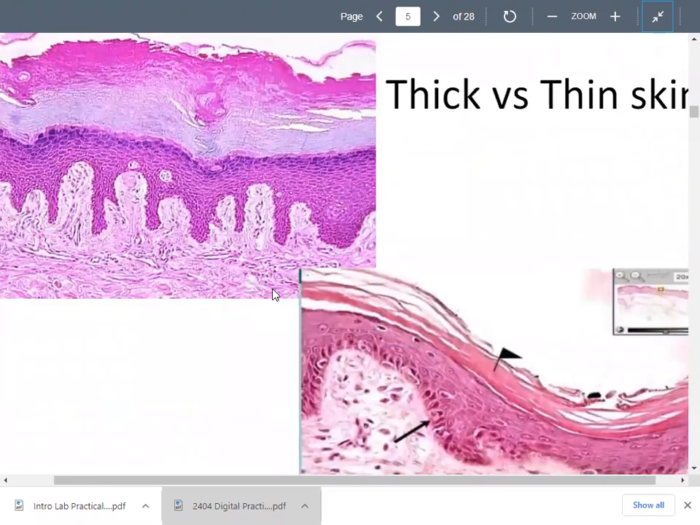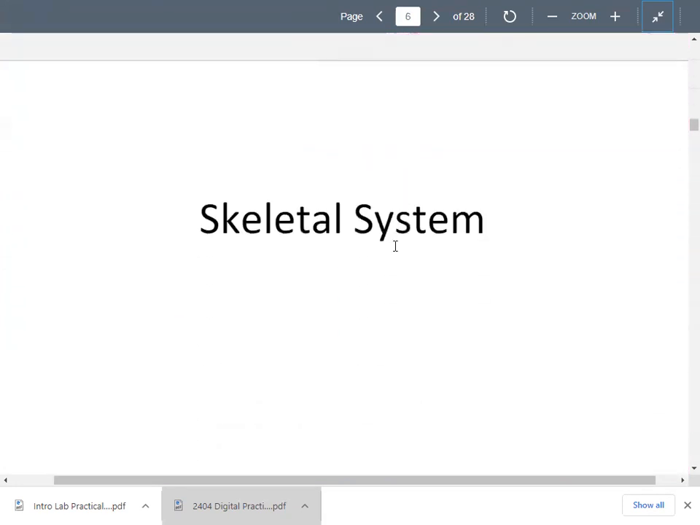Thick skin versus thin skin. Thick skin has a lot more stratum corneum, right? Okay. Where do we find thick skin? Palms of your hands and soles of your feet. So you will see at least one of these slides. I can tell you that. Okay, so just be ready. If you see lots of stratum corneum, it's thick. If you don't see very much, it's thin. Make sense? All right.